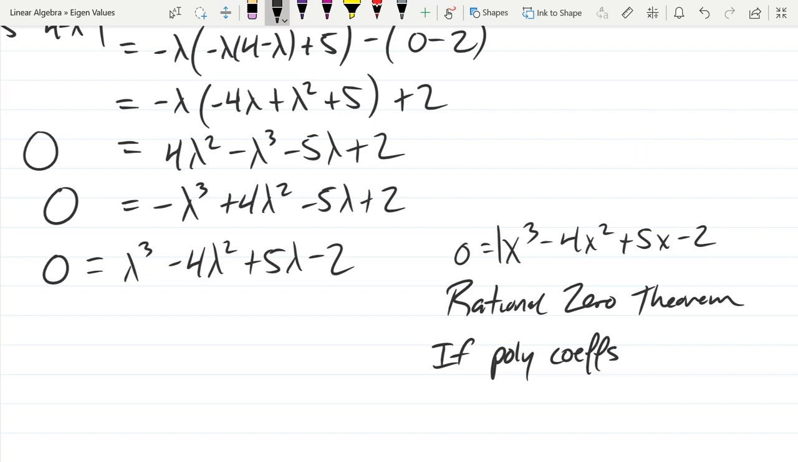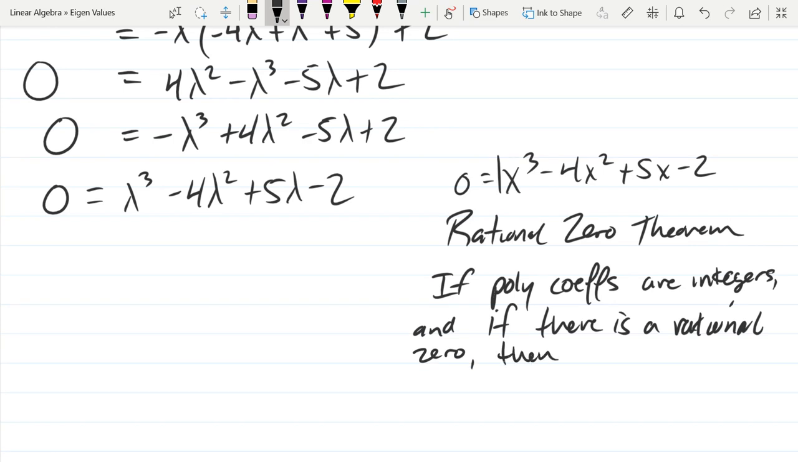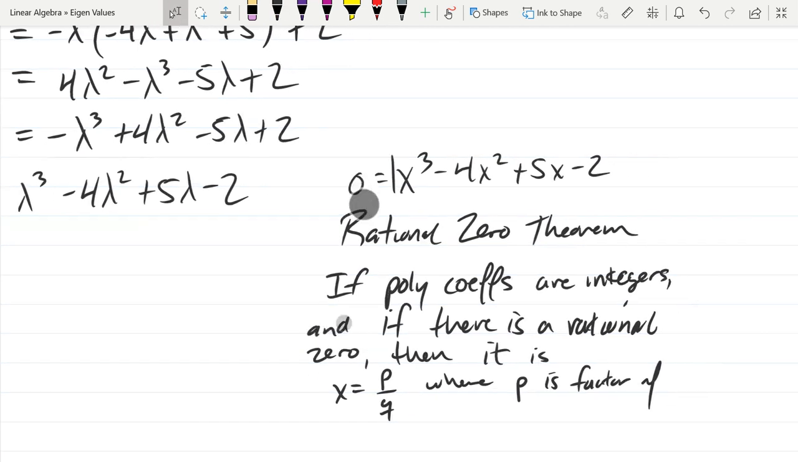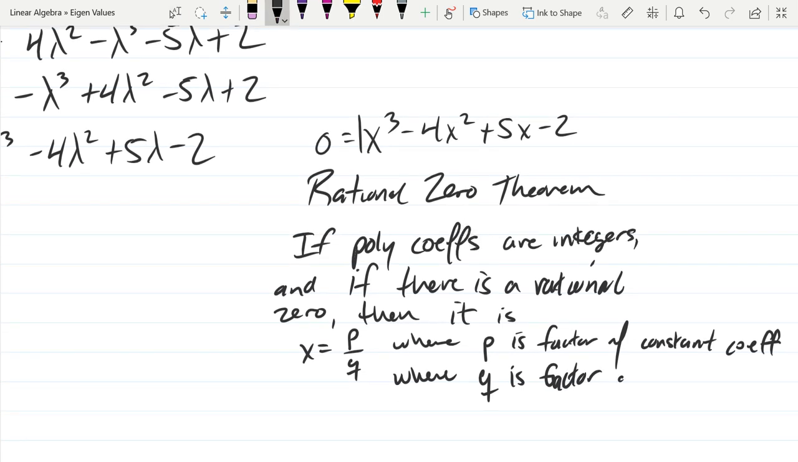So rational zero theorem says if your polynomial coefficients are integers and if there is a rational zero, then the zero is x equals p over q, where p is a factor of the constant coefficient, and where q is a factor of the leading coefficient.